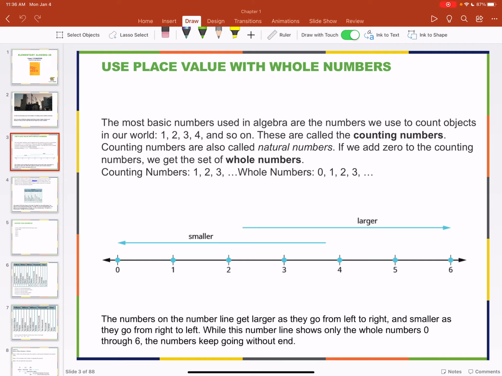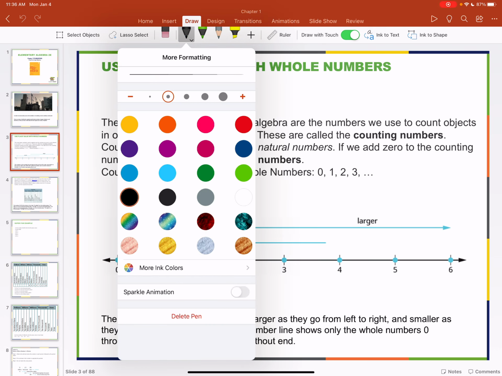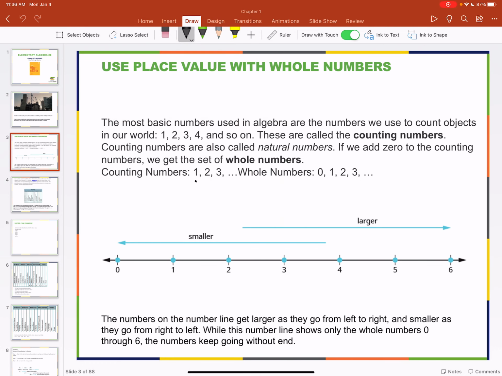Okay, so the most basic numbers that we use are the counting numbers, right? Where we begin with 1, 2, 3, 4. And of course, it originated from, we count with our hands and then we continued. Counting numbers are also called natural numbers. If we add 0, then the set is now called whole numbers. Counting numbers begin with 1 and go on, so it would be like 1, 2, 3, and so on. So it starts with 1.